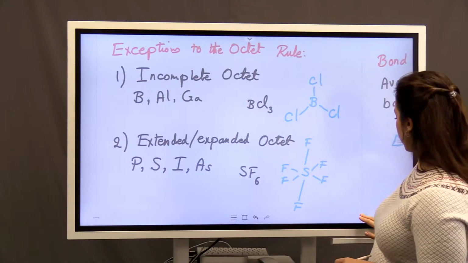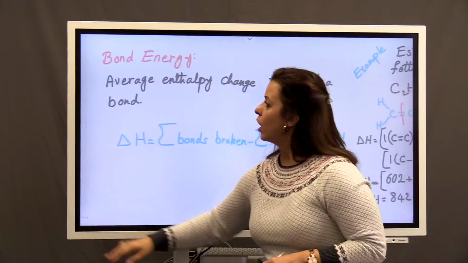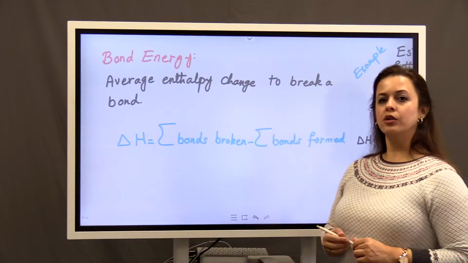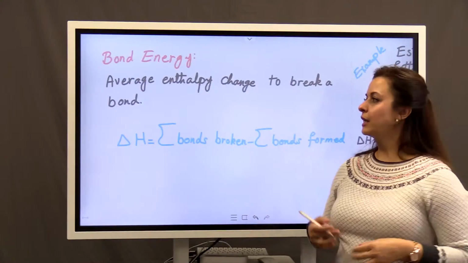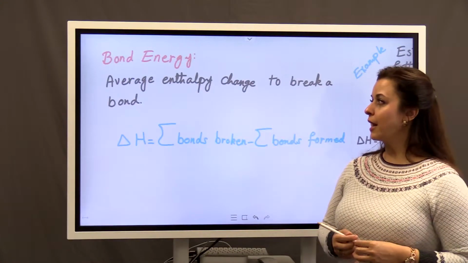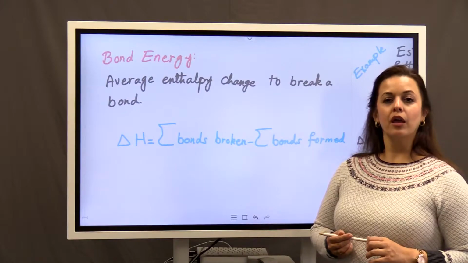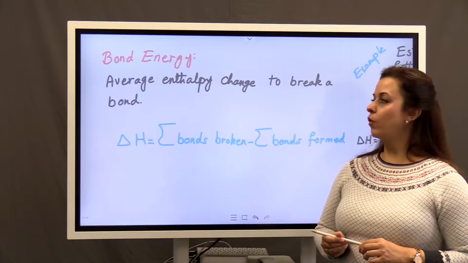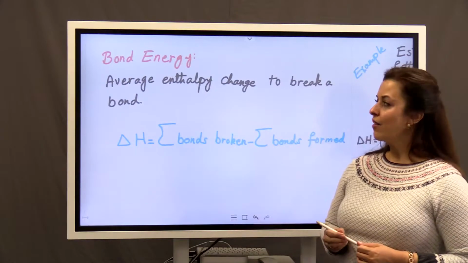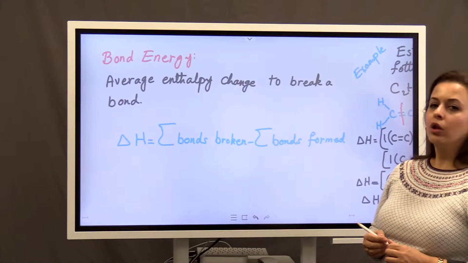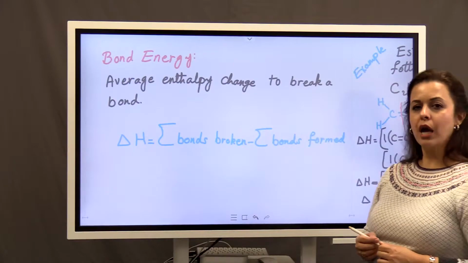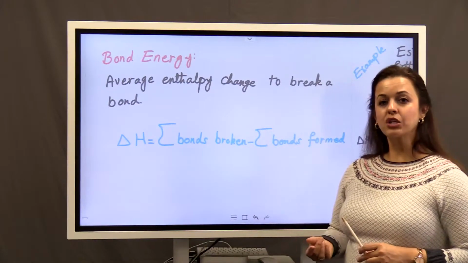In the last part of this chapter, I would like to talk about bond energy, because we already talked about the bond and bond length and everything about the bonds. Now let's see what is the energy that we spend for breaking the bonds. The average enthalpy change to break the bonds is called bond energy. How to calculate the bond energy for a reaction?